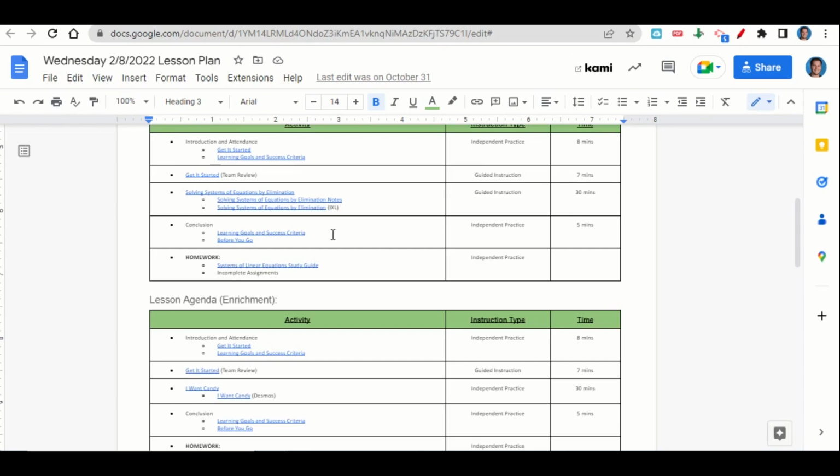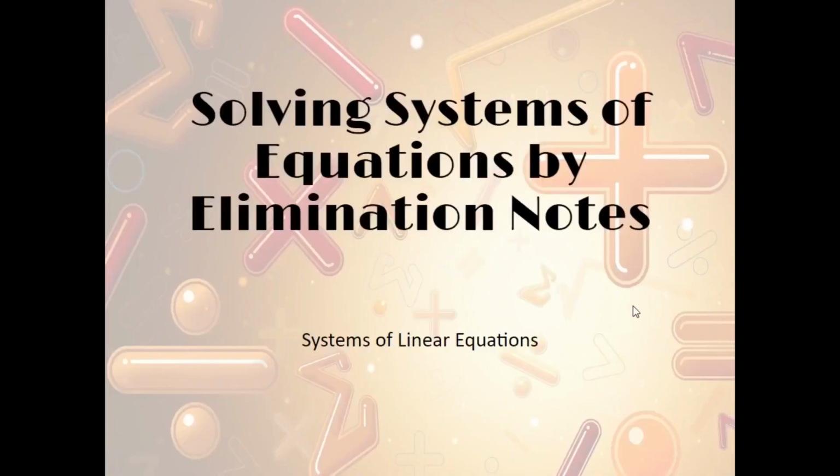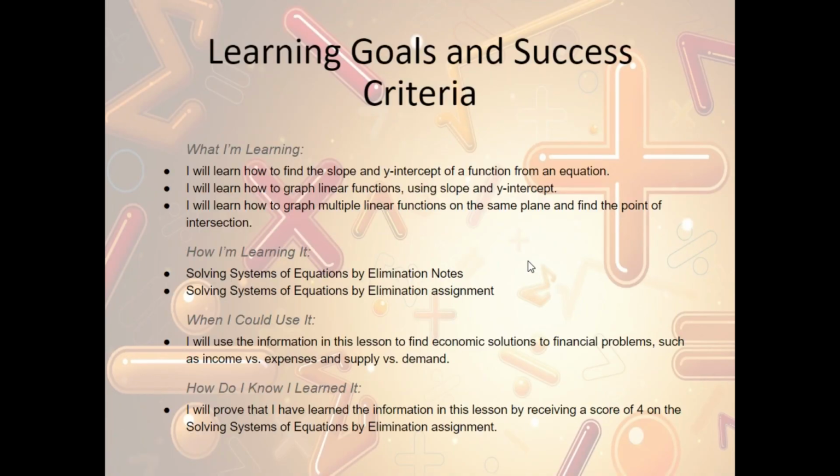Then at the end of class, we'll go back over our learning goals and success criteria while you fill out your Before You Go. Your only homework for tonight is to continue working on the Systems of Linear Equations study guide and any incomplete assignments that you may have. Let's take a look now at the solving systems of equations by elimination notes. The notes begin with the learning goals and success criteria.